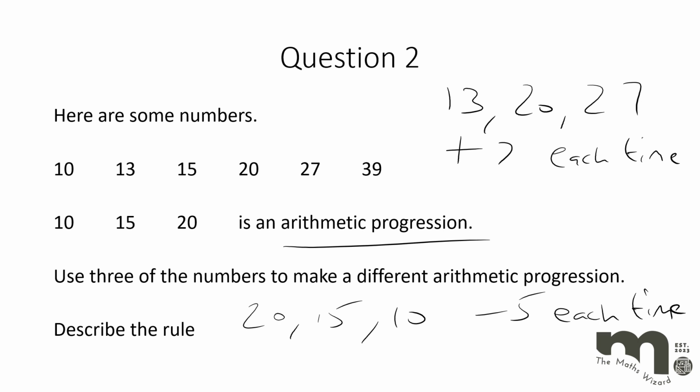We could also have 15, 27, and 39, and that would be to add 12 each time. And you could also do the reverse of that as well, because remember, an arithmetic progression is where you are going up or down by the same quantity each time.